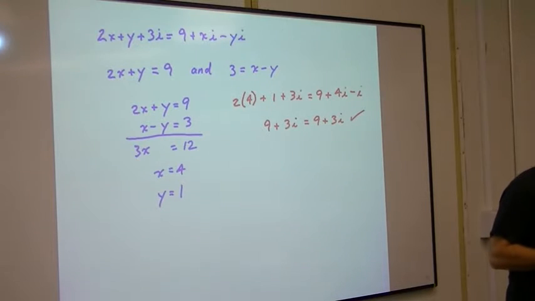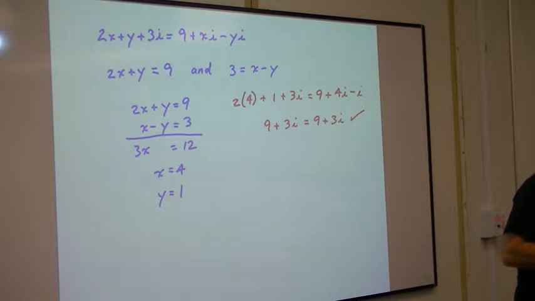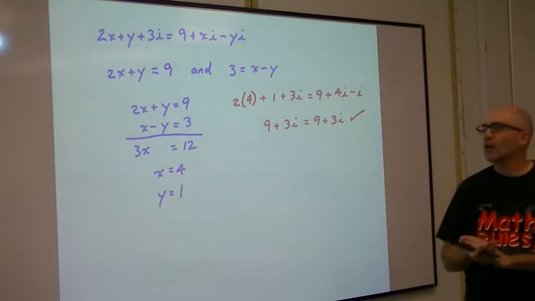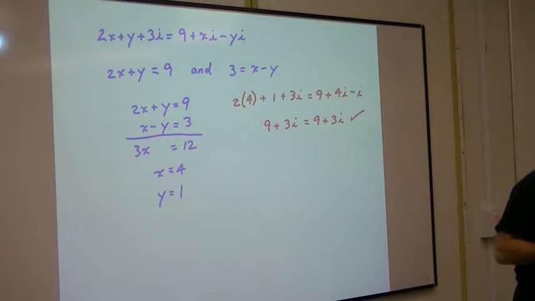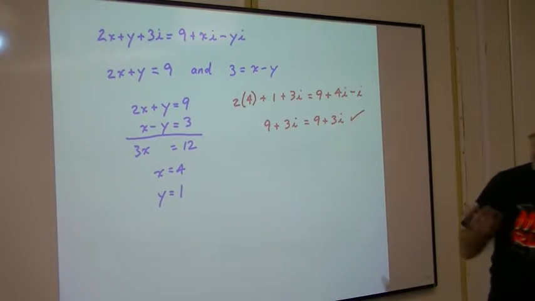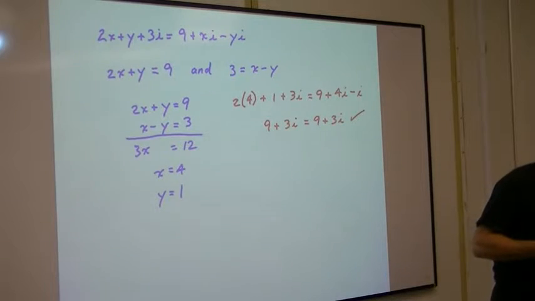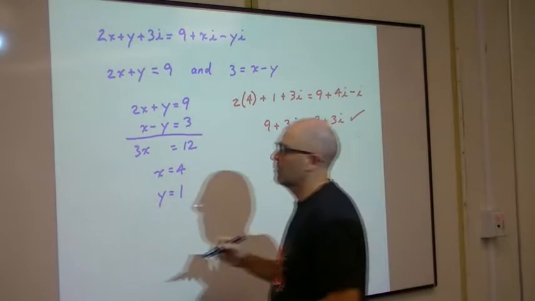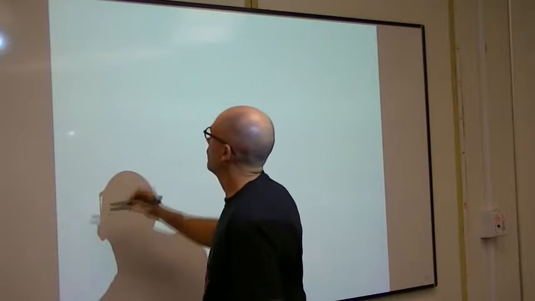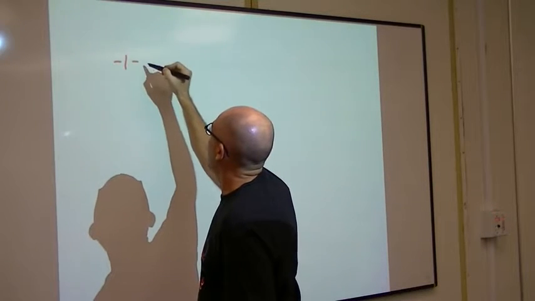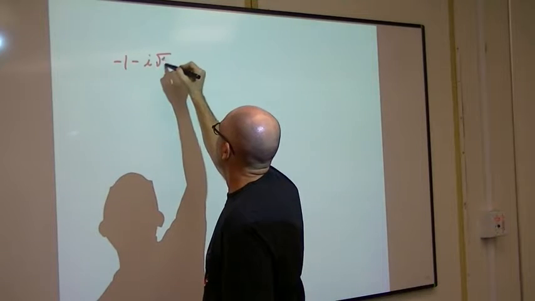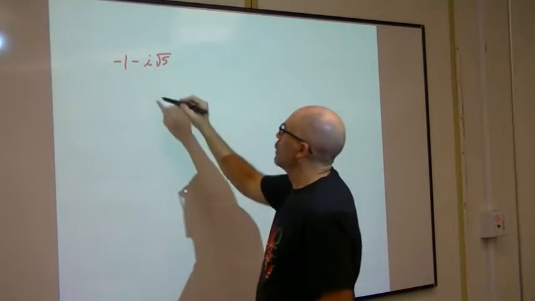Next thing we're going to do is just graph numbers on a complex plane. So we've already done that. If I give you, let's say, -1 minus square root of 5i, -1 minus i square root of 5, I should say. How do you graph that on a complex plane?